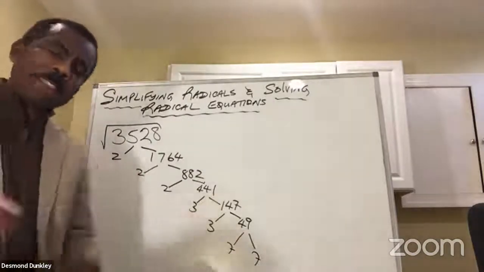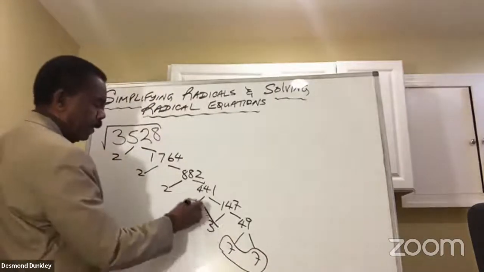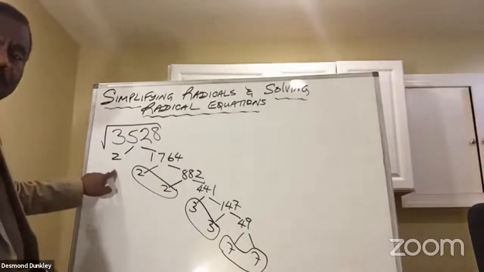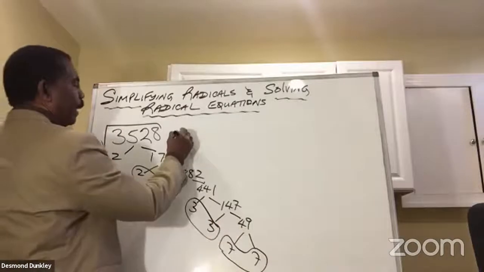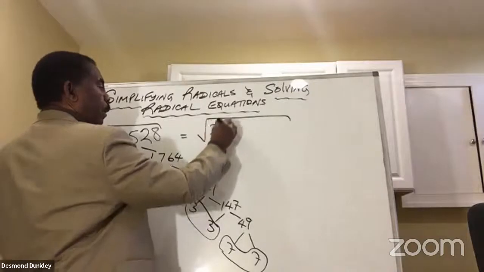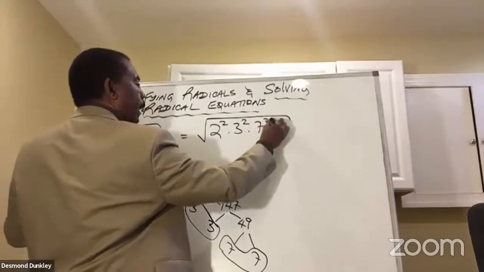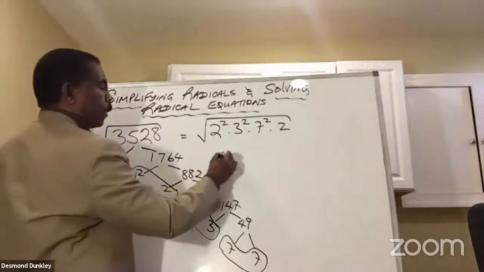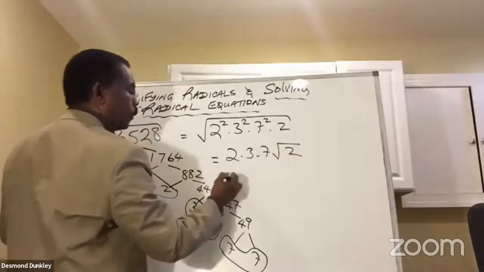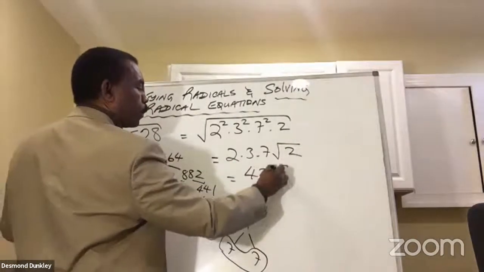So now let's put all the pieces together. What do we have? We have one pair, another pair, another pair, and a single. So by now you get the gist. It's going to be equal to the square root of 2 squared times 3 squared times 7 squared times 2, which is equal to 2 times 3 times 7 times the square root of 2. 2 times 3 is 6, 6 sevens, 42 root 2.